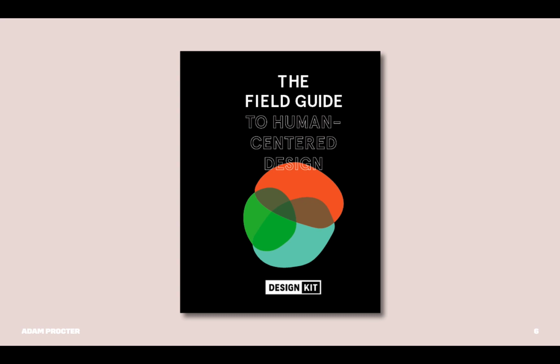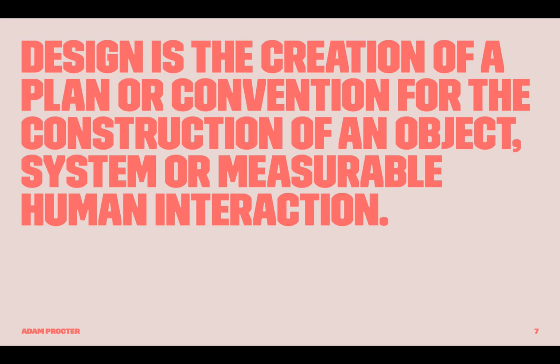Now there's a great field guide that I recommend everyone takes a look at from IDEO, who we'll come back to in a minute. This is a field guide to human-centered design. It's a design kit project and looks at some ways, again, that you can undertake design processes with a human at the center. So let's remember that design is the creation of a plan or convention for the constructing of an object, system, or measurable human interaction. And so we want to create something that has this measurable human interaction, through a system, object, or construction, a plan.